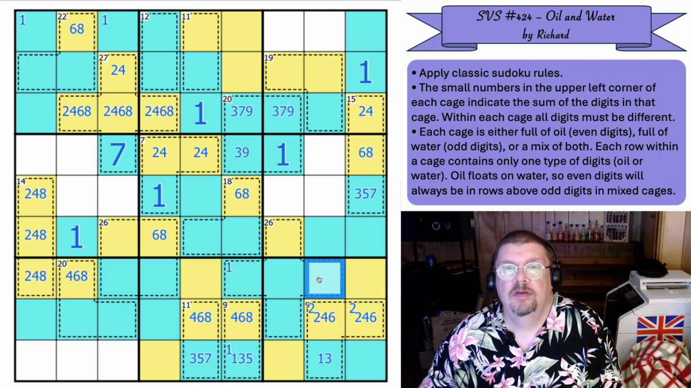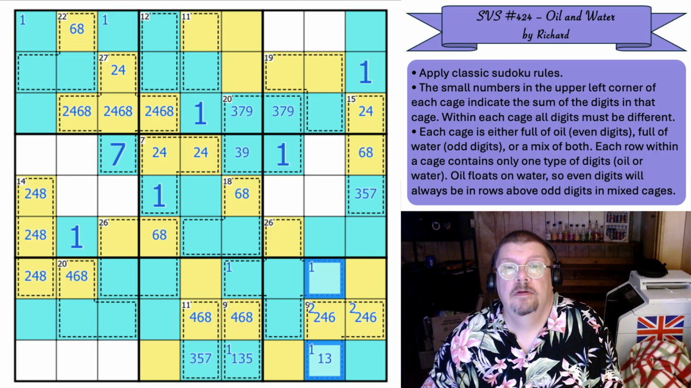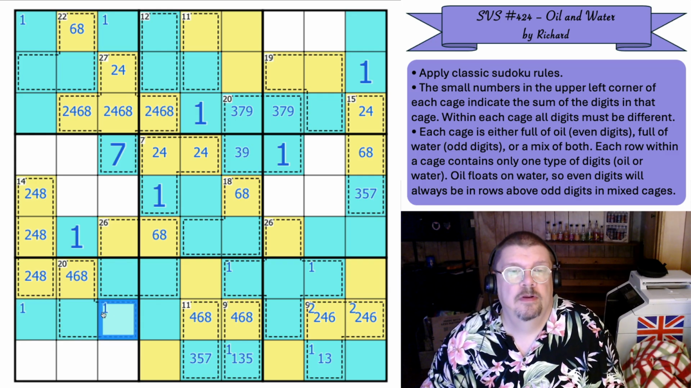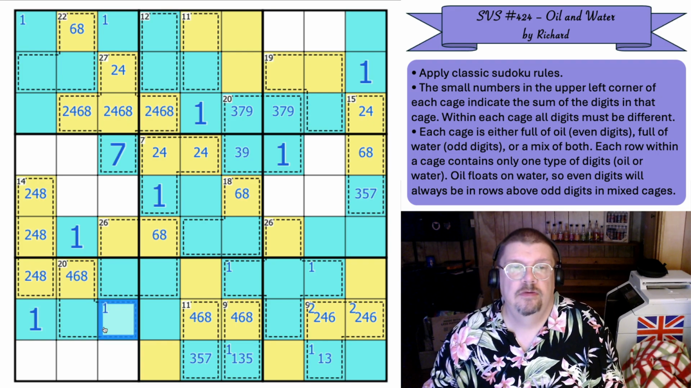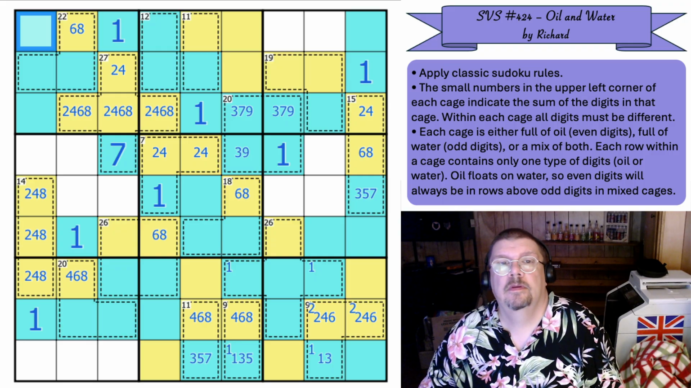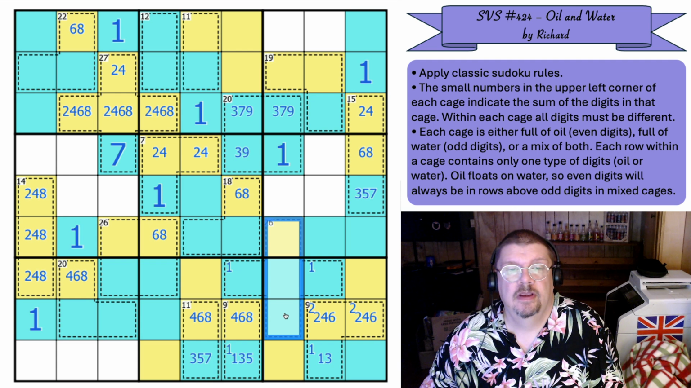So in this column, one of those two is 1, which means in this row, one of those two is 1, but if that's a 1, then that's 19 in 2 digits, which I cannot do. So that's a 1, that makes that a 1, and now I just have this X-wing on 1s to resolve. But I definitely do have a 1 in this 26 cage.